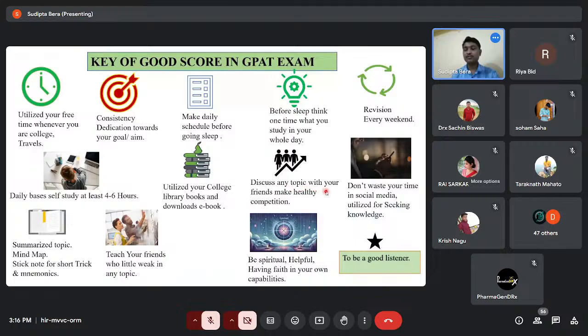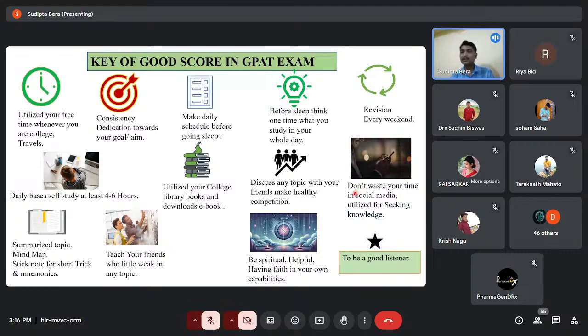Discuss any topics with your friends and make healthy competition. When you study one topic like tablets, you ask your friend, what is the use of lactose? Can we use lactose for amine-containing drugs, and why not? You can make a healthy competition. The next day your friend will study and ask you. Like that, you make healthy competition and discuss the topic with your friends.